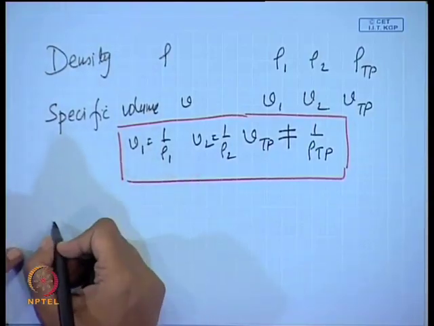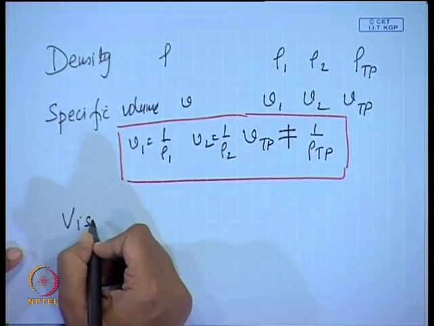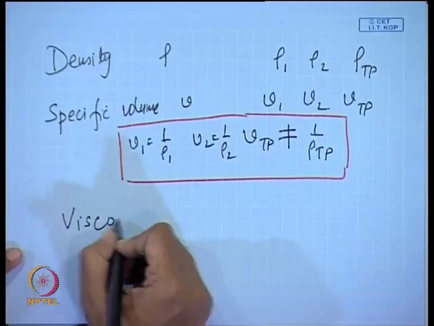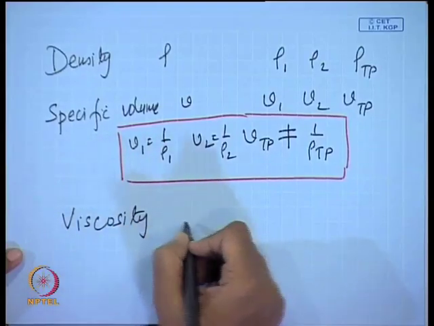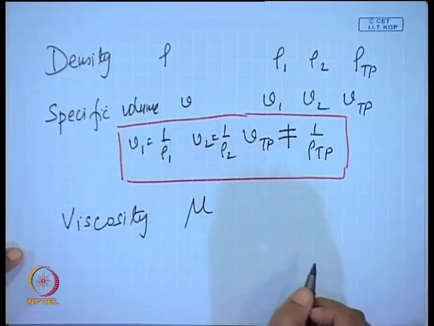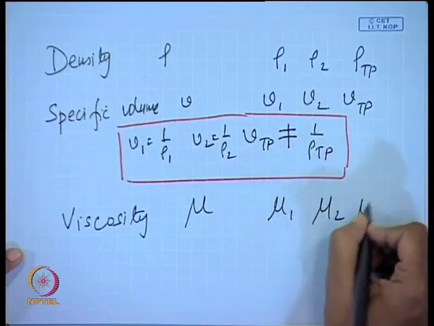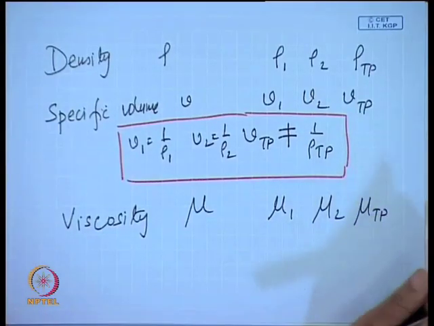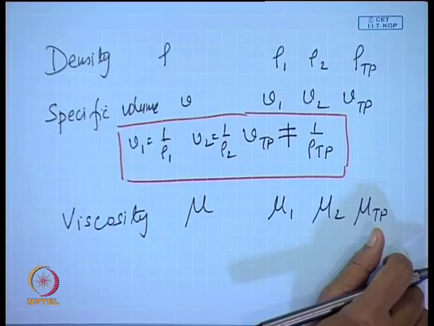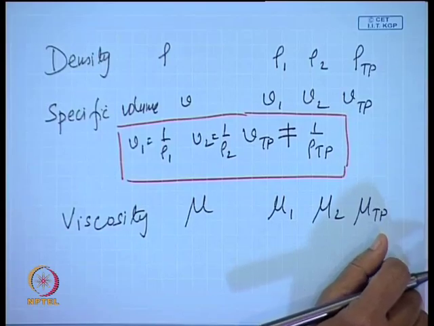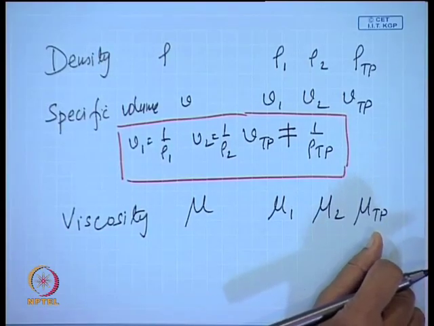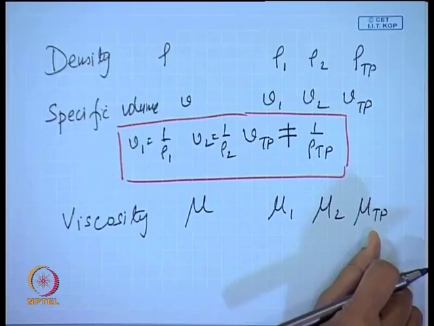After that, certain other properties, say for example viscosity. Viscosity is simply mu. In this particular case we have mu 1, mu 2 and mu TP. Now, we are considering two phases flowing either concurrently or countercurrently, up flow, down flow, whatever it is, through any particular pipe.